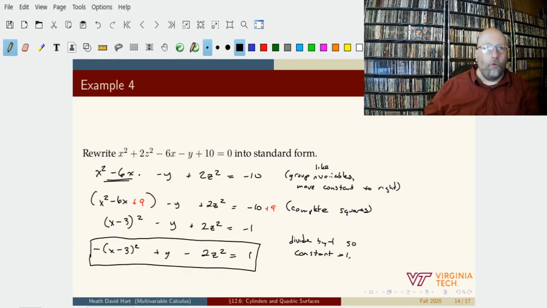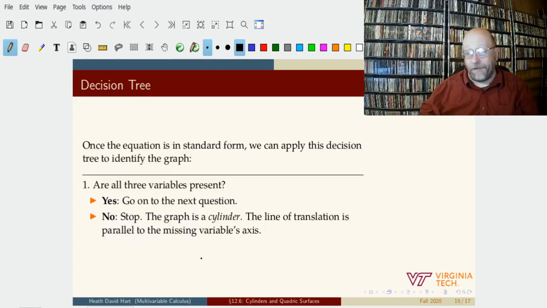Okay. Group like variables together, complete a square if you have to. And then once the square is completed, see if your constant is 0 or something else. If it's something else, make it into a 1. Once we have the standard form, we have what's called a decision tree that will tell you the shape of the form. It's 5 questions long. You will want to memorize this decision tree. It's just faster than having to look it up, and you won't have it for the final. But let's look at the decision tree here.